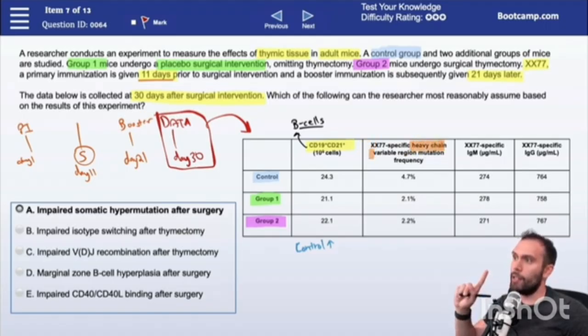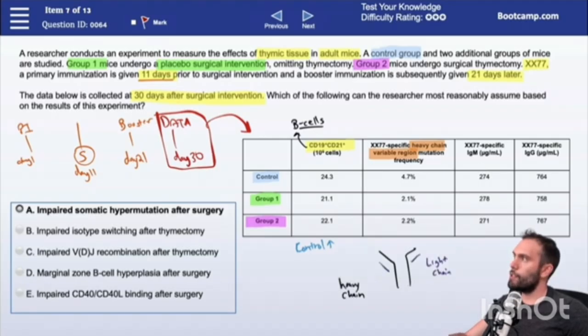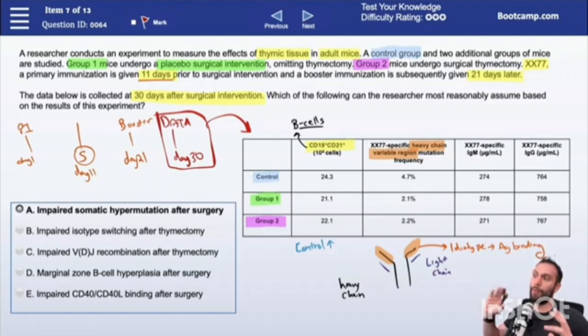Heavy chain variable region. Remember your immunoglobulin, right? You have your heavy chain, and then you also have your light chain. And it's talking specifically about the variable region, this region out here. Now remember, what's the significance of the variable region? The variable region is going to be the idiotype. In other words, this is where we're going to have antigen binding. And we're going to have a lot of variability in this from birth with things like VDJ recombination, which we can see here is one of the options.